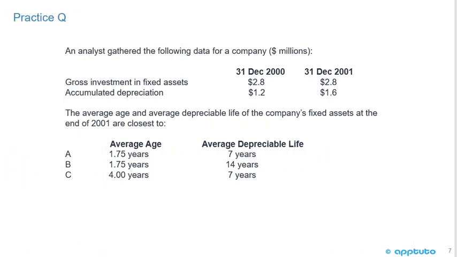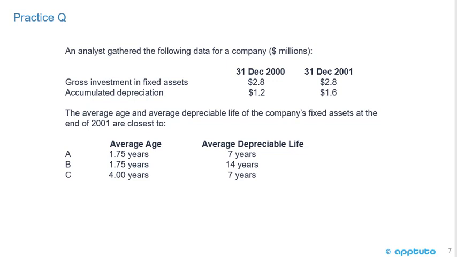So let's finish this LOS as we often do with a practice question. An analyst gathered the following data for a company in dollars millions. Gross investment in fixed assets, 31st December 2000, 2.8 million. At the end of December 2001, 2.8 million. So the gross investment in fixed assets, the book value, didn't change. But of course, our accumulated depreciation went up from 1.2 million at the end of December 2000 to 1.6 million at the end of December 2001.